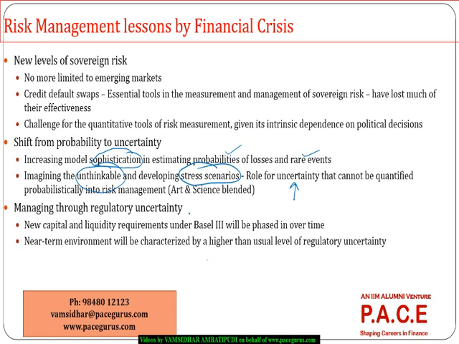Then how do I really manage through the regulatory uncertainty? Now it is the phase where there is regulatory uncertainty going on, because whatever the Basel III regulatory norms are in place, they will be implemented over a period of time up to 2018. Whatever the new capital and liquidity requirements are, they may undergo different kinds of debates, challenges, etc. So right now there is a level of regulatory uncertainty. The near-term environment, which is the next couple of years, will typically have higher levels of regulatory uncertainty.